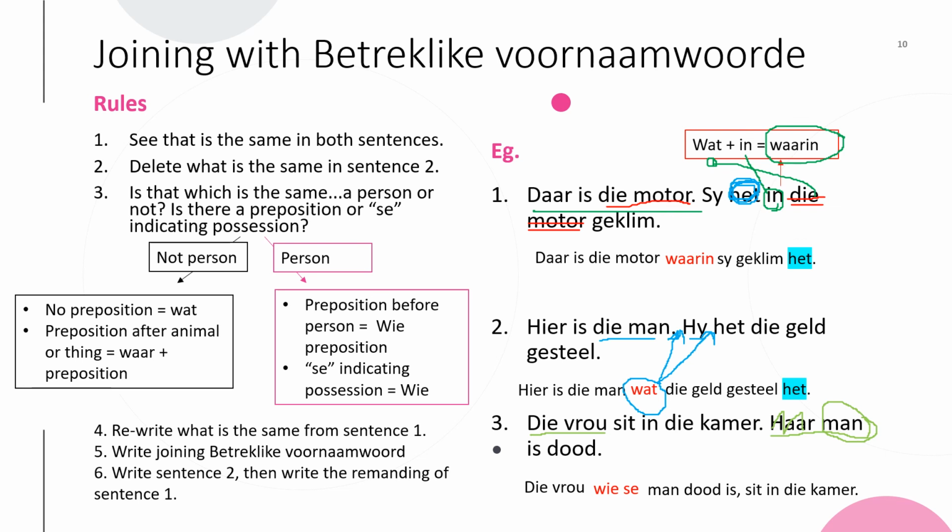Then we wrote the rest of sentence 2. Man dood is, with the verb is to the back, because remember, we are always sending the verb to the back. Then the rest of sentence 1: sit in die kamer.